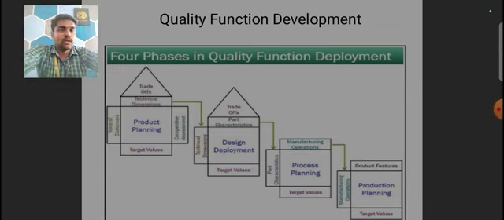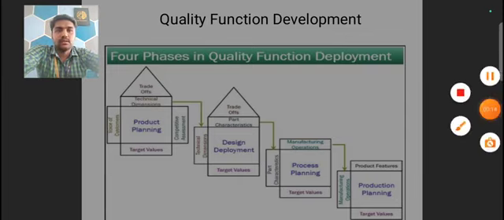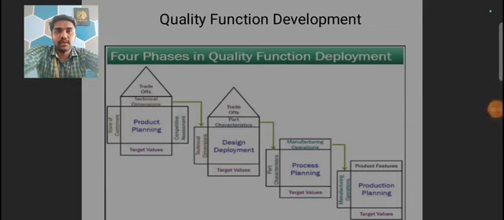Today I am going to continue the lecture on TQM tools and techniques, following the previous lecture. In the previous lecture we discussed the Six Sigma rules and regulations, along with the procedure for the execution of Six Sigma. Here comes the next quality tool, or TQM tool, which is nothing but quality function deployment. In quality function deployment there are four phases.